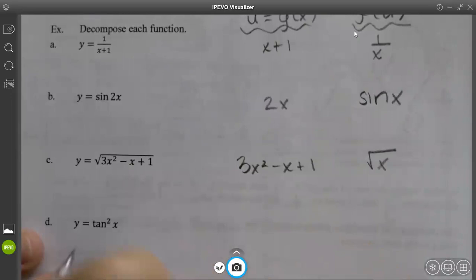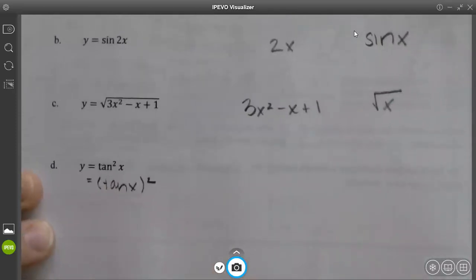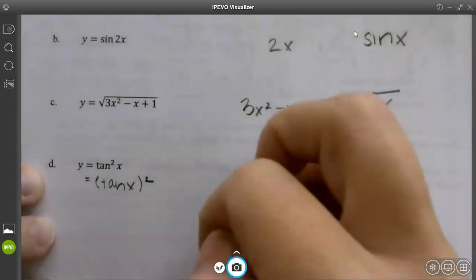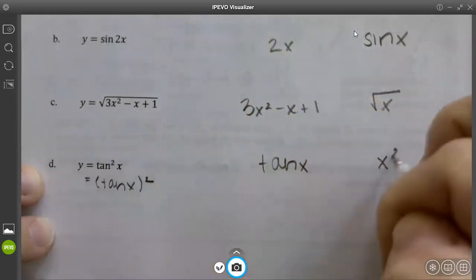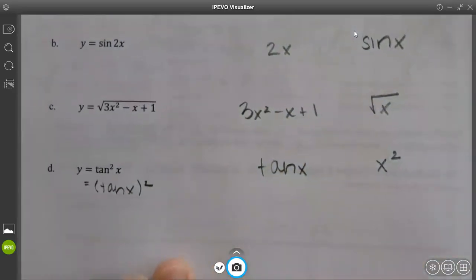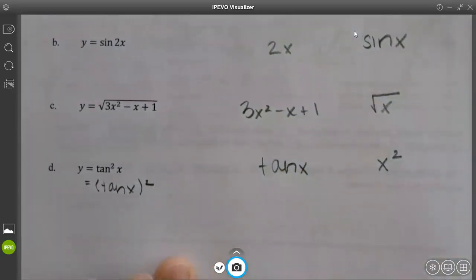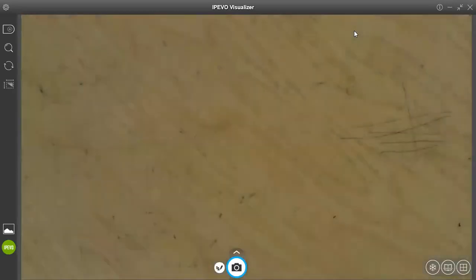And then be careful of this one. I'm gonna rewrite it for you like this. So tan x squared. What's your inner function? On this one, it is tan x, and your outer function would have been x squared. That's it. Like I said, what's the hard part of doing derivatives? Simplifying them. Simplifying them is harder than actually finding the derivative.